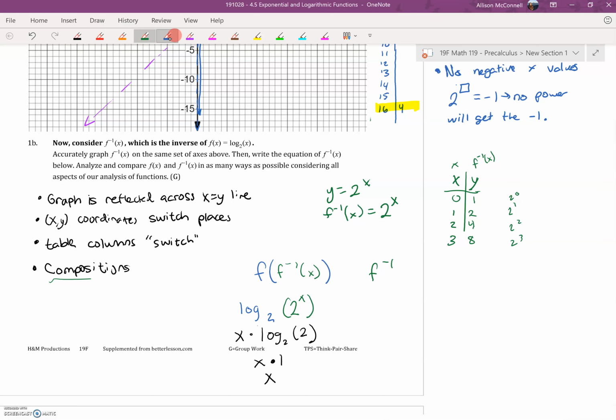Similarly, we could compose the f of x with as the input here.